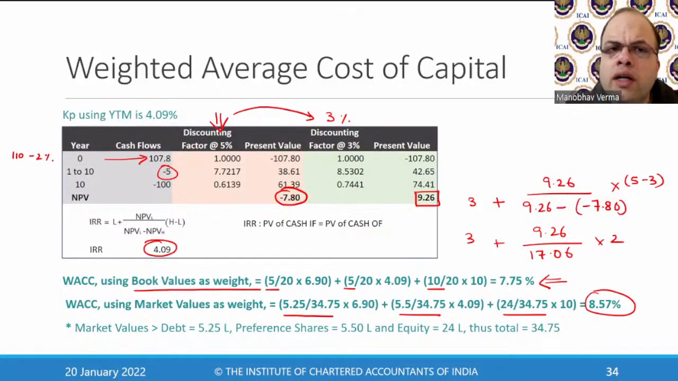Many questions in your historical papers have been actually requiring you to calculate weighted average cost of capital using market value, book value, or both. The idea is that you need to be very careful, because in this particular question we had to calculate the individual component as well. So we first calculate the individual components and then calculate the WACC.